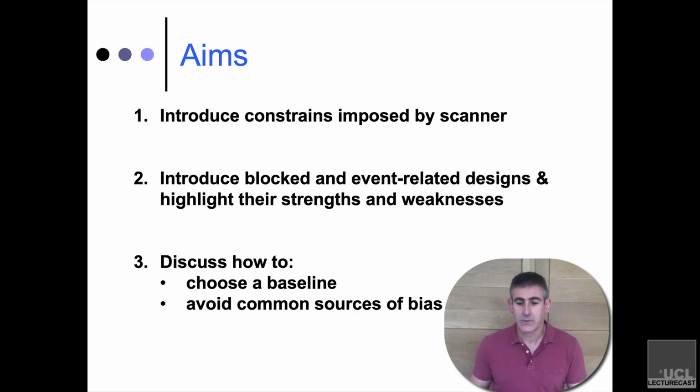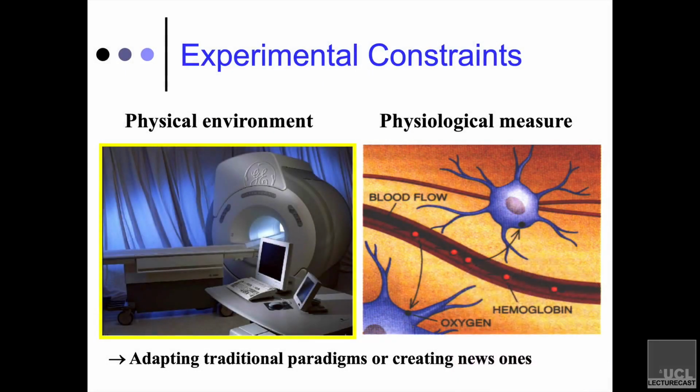It's going to be done in 4 short videos, and the first one is going to really start talking about the constraints imposed by the scanning environment and how that then leads us to block designs. So there are 2 sets of things that are really important, right? One is the physical environment, the fact that you're in an MRI machine, which is a very strange environment. You're lying on your back. There's all sorts of physical constraints here associated with it.